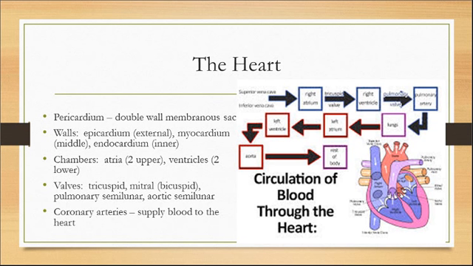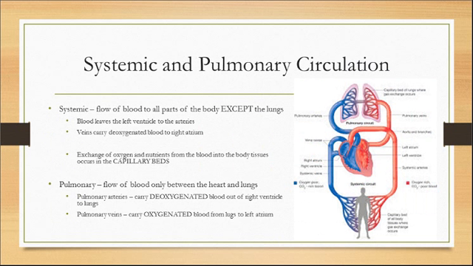Along with the heart, oftentimes we go into circulation. There's actually two different kinds of circulation that occurs in our body: the systemic and the pulmonary. The systemic is the flow of blood to all parts of the body with the exception of the lungs. Pulmonary circulation is the blood flow between the heart and the lungs only. So there's the distinction between the two.